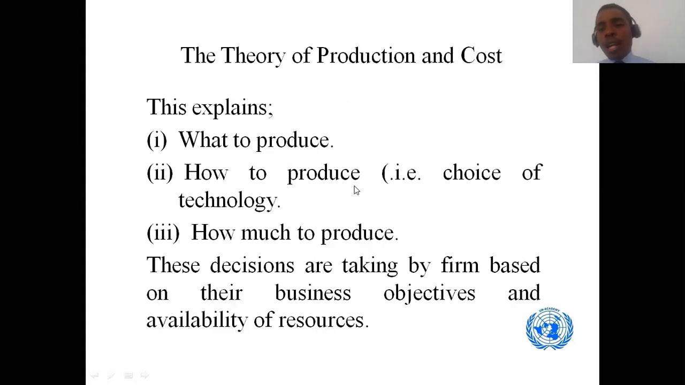The theory of production and cost. This comes from the production angle. Like I told you, you have the theory of consumer demand. You also have supply, which is related to producers of goods and services. So for producers, the things they are most concerned about are what to produce, how to produce, how much to produce, and for whom to produce. The decisions are taken by firms based on their business objectives and availability of resources.